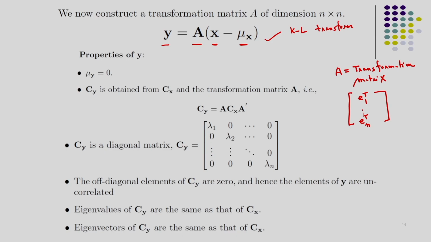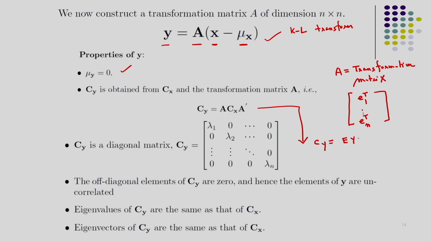So now I want to see the properties of y. Y means the transform data. So the first property is that the mean of y is equal to 0. The output will be zero mean. And also I can determine the covariance matrix of y. The covariance matrix of y is obtained from Cx and the transformation matrix A. So I can determine the covariance matrix of y, that is nothing but Cy.